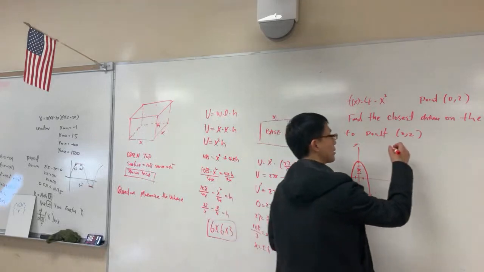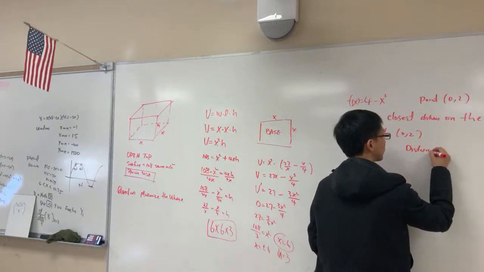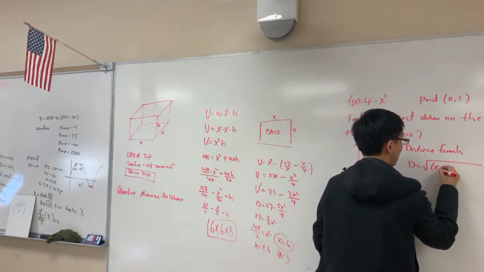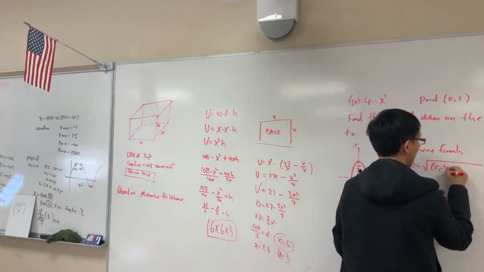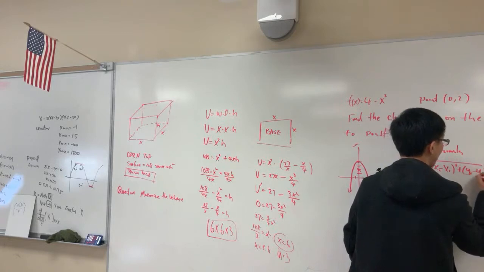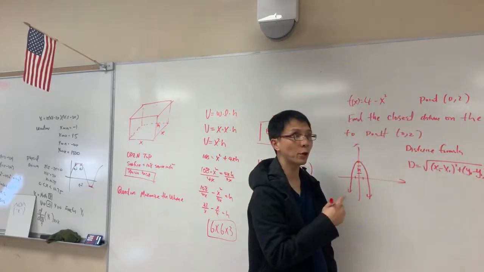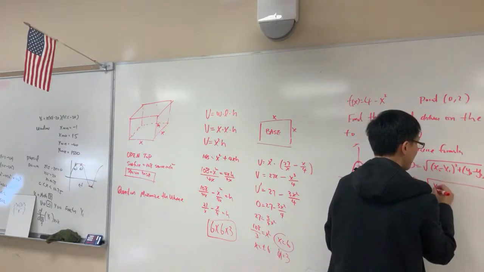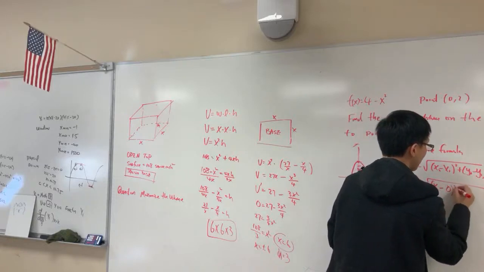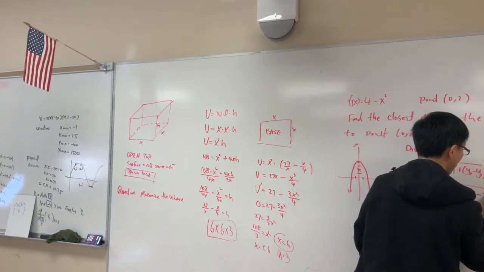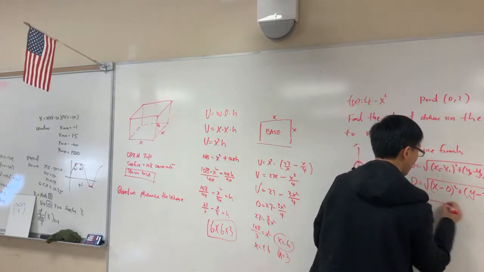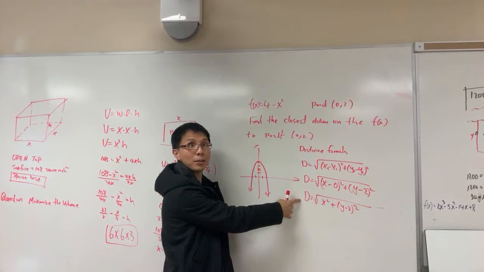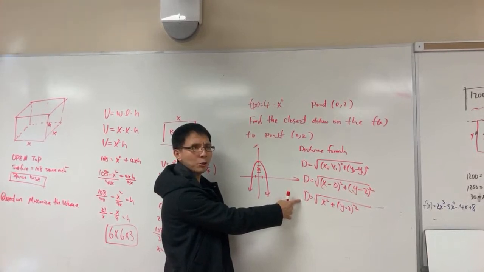Great, this class is doing better than the other class. The distance formula is the square root of x2 minus x1 squared plus y2 minus y1 squared, right? So which point am I comparing? 0, 2, right? So can I just substitute that? x minus 0 squared plus y minus 2 squared. Distance is equal to the square root of x squared plus y minus 2 squared. So this is the primary equation, right? What is the constraint?